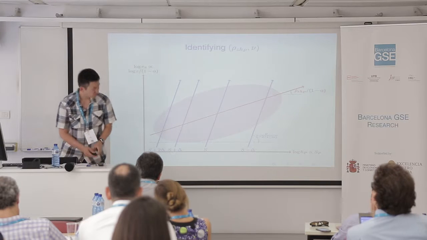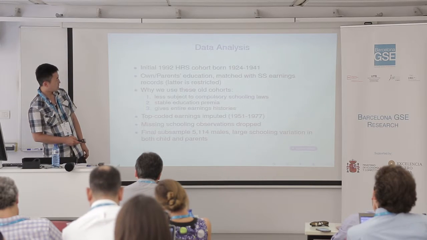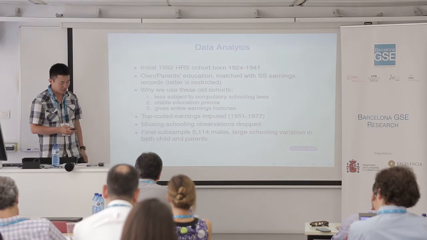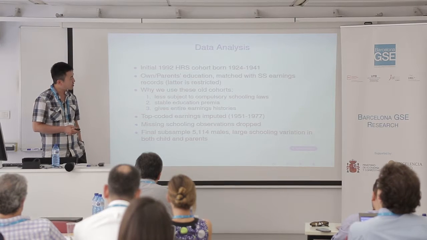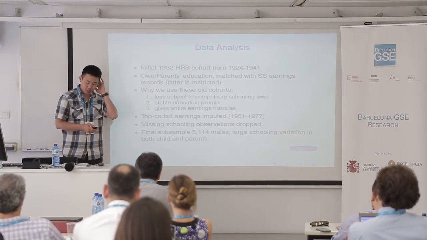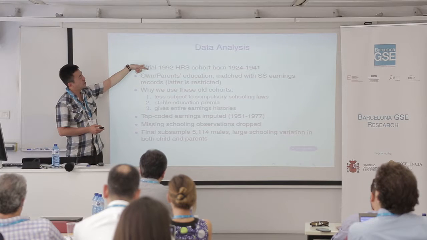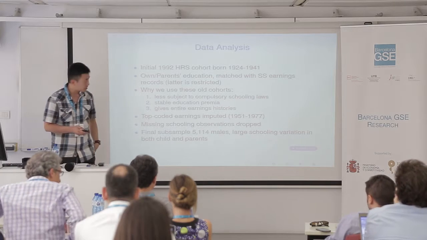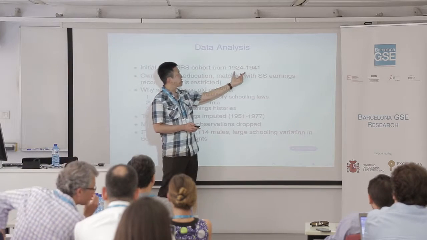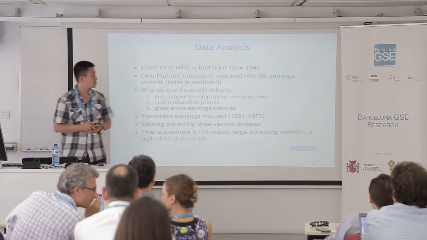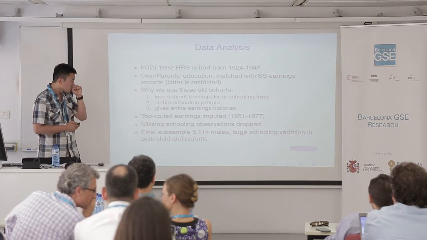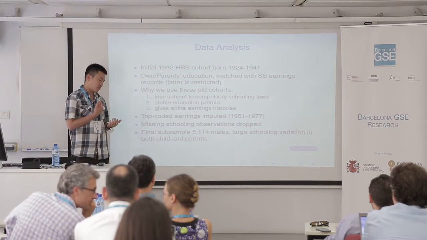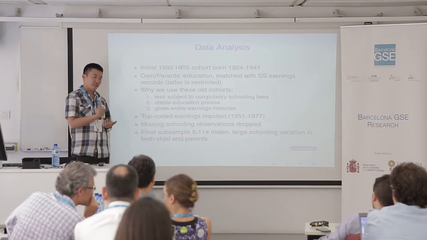Okay. So that's the simple model. That's almost it. And in the end, I just have to explain a little bit about how we model the taste heterogeneity. But before that, this is the data that we use. The HRS sample of males born between 1924 and 1941, males, because for this generation of females, not many of them have so much of an earnings history. And we also use the older cohorts because we want to capitalize on the endogenous schooling decision.